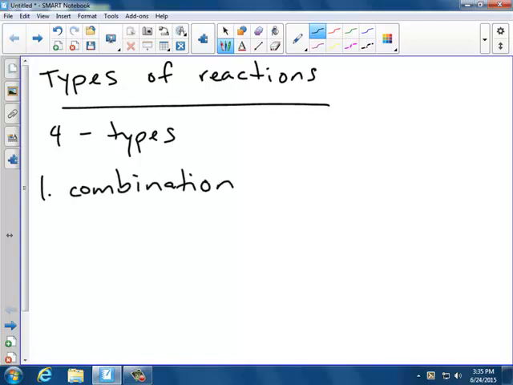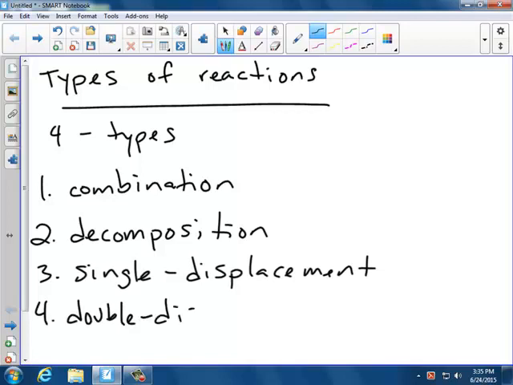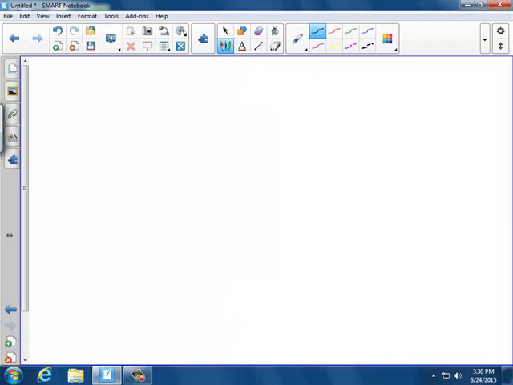So combination reactions, decomposition reactions, and then we're going to have single displacement reactions. Displacement or replacement mean exactly the same thing. And double displacement or replacement reactions. So those are the 4 different types of reactions we're going to look at in chapter 8. Let's start with combination reactions.